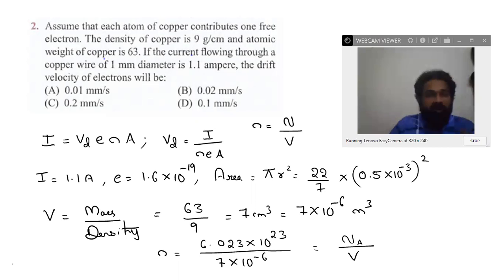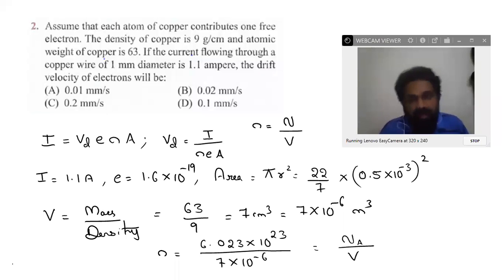So current is given, and area we can find out. I is equal to n e A v_d, the relation between current and drift velocity. That formula we can take. So drift velocity v_d is equal to I by nEA. Now current is given. e value we know, 1.6 into 10 raised to minus 19. A is equal to area, which is pi r square.